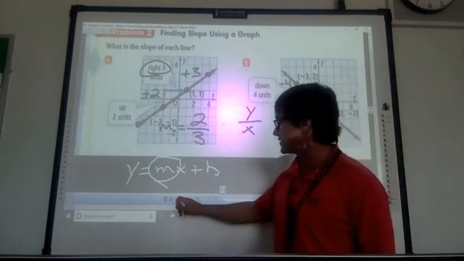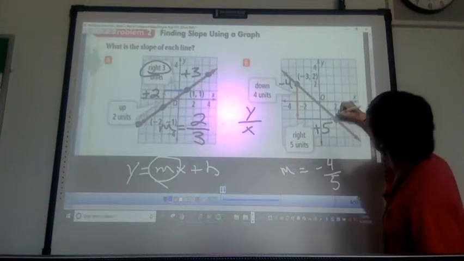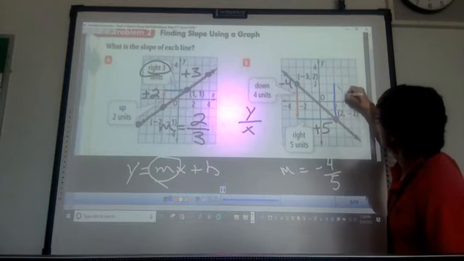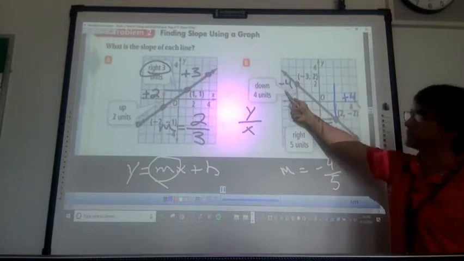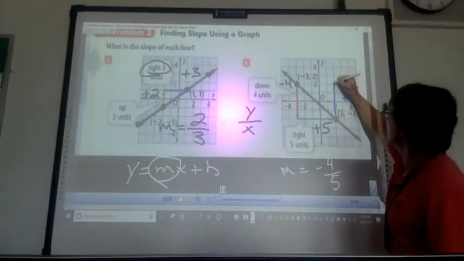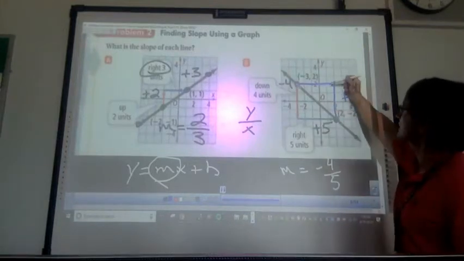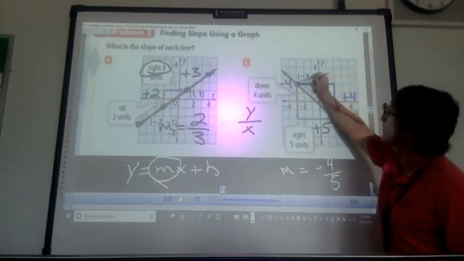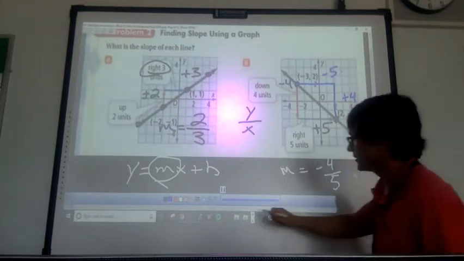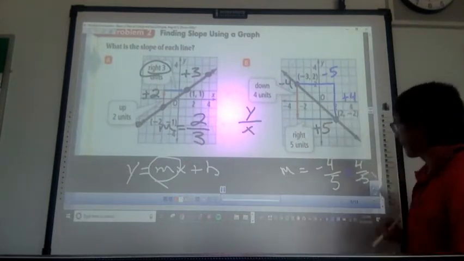The other way I could count this out, let's say I go right there, I went up 1, 2, 3, 4. So +4. Notice over here it was -4. Now it's +4. And then if I go to the left, now I'm going in a negative direction. So it's negative 1, 2, 3, 4, 5. So minus 5. So this turns into positive 4 over negative 5.